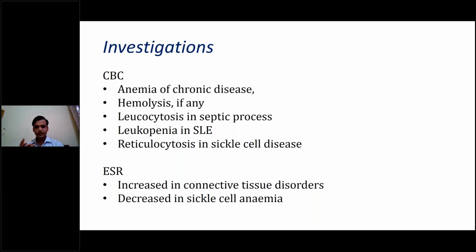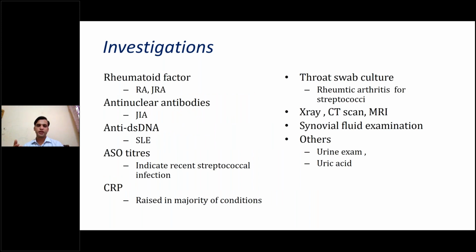Other investigations, for example rheumatoid factor, anti-nuclear antibodies, anti-dsDNA, ASO titers, and CRP, throat swab, X-ray, CT scan, MRI, synovial fluid. Other specific tests are uric acid and urine examination, or any other depending on the primary clinical entity.